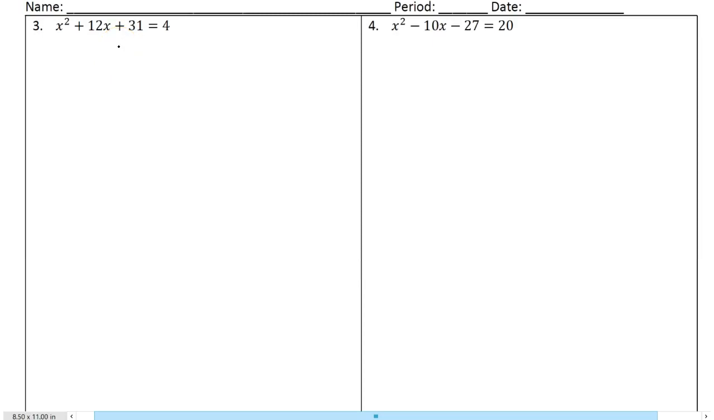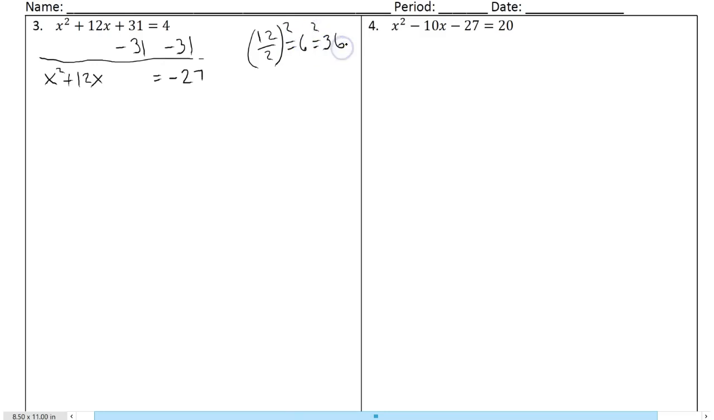In example 3, start by subtracting 31 from both sides of the equation. Leave space on the left side to complete the square. To complete the square, find half of 12, which is 6. 6 squared is 36. Add 36 to both sides of the equation. Factor the left side for x plus 6 squared equals 9.